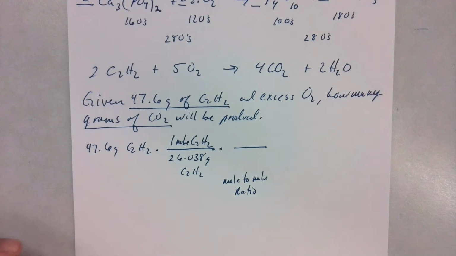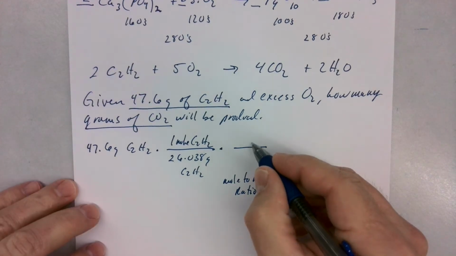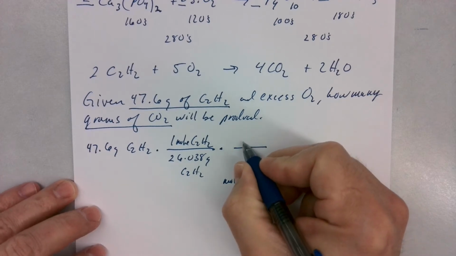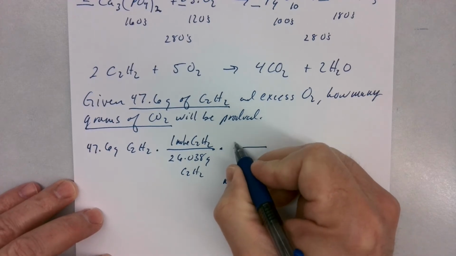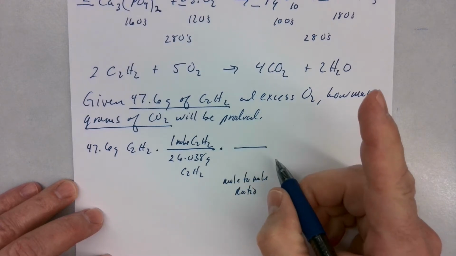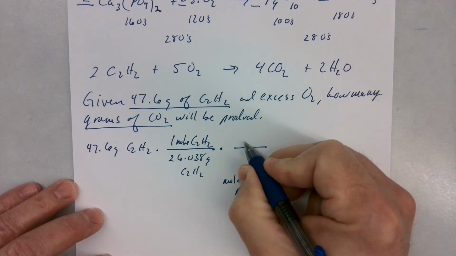Which is why we started with balancing the equation, right? That's why that was the first thing we did. None of this math matters if the equation has not been balanced. So what's it going to be? What am I going to write here? So I'm going to write what? 2 over 4? 2 over 4?